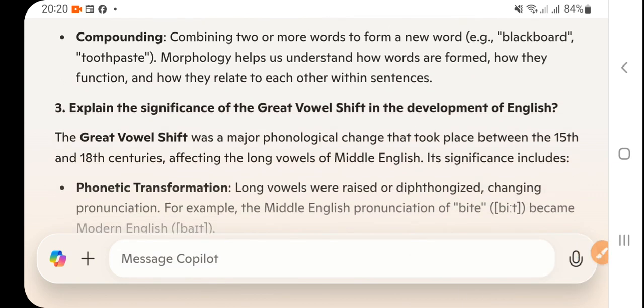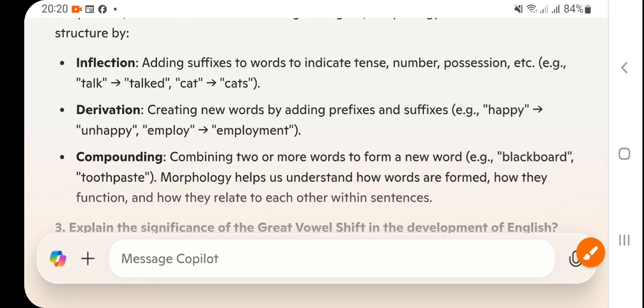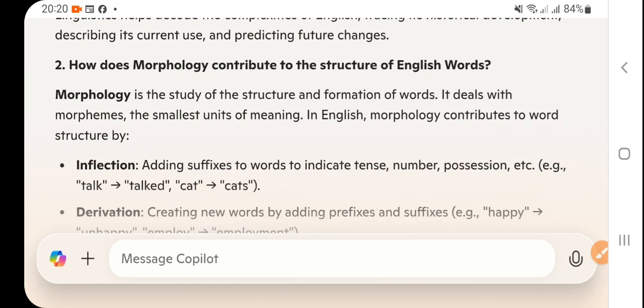Then compounding, combining two or more words to form a new word, right? So that is a compound word, like blackboard, right? Like toothpaste. So this is compounding. Morphology helps us understand how words are formed, how they function, and how they relate to each other within sentences, right? So this whole study is called morphology.